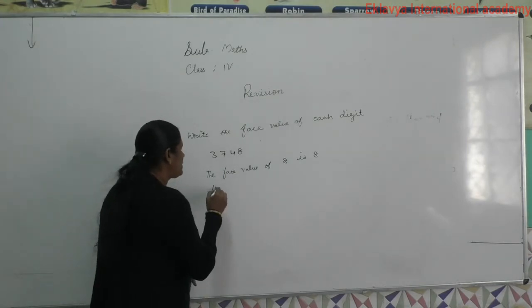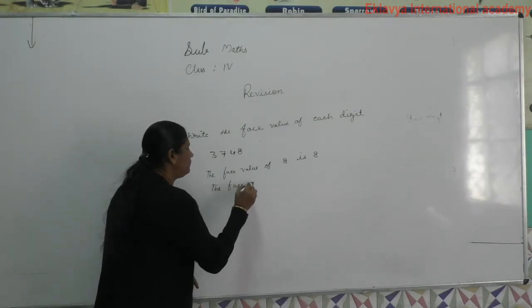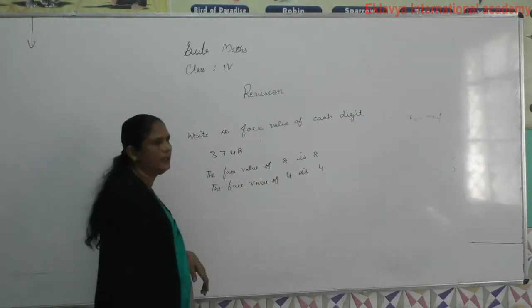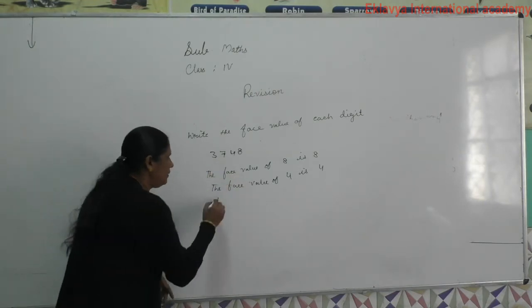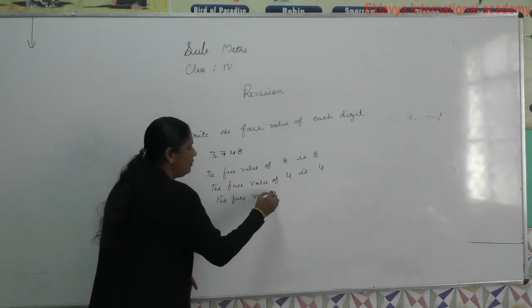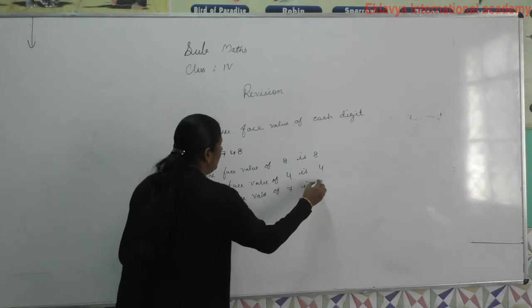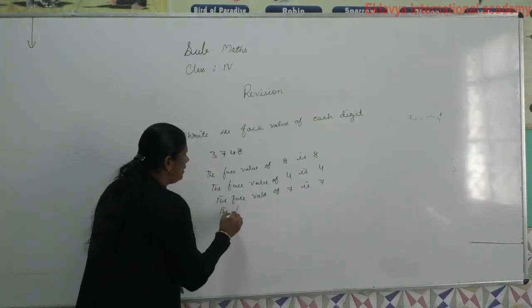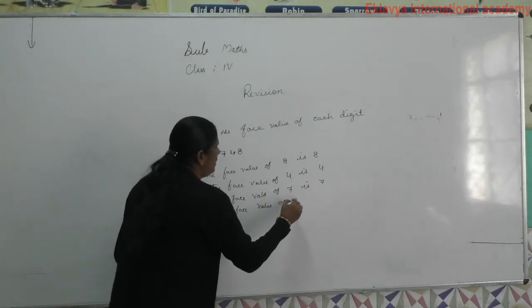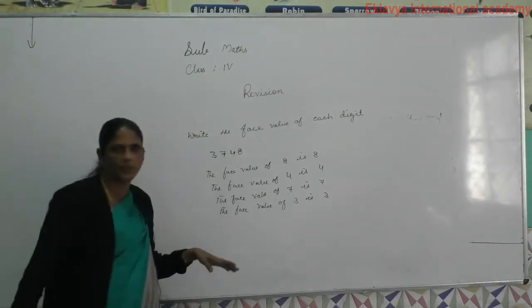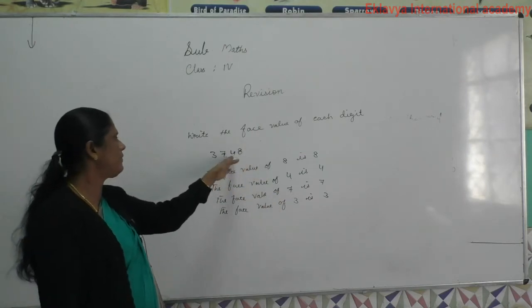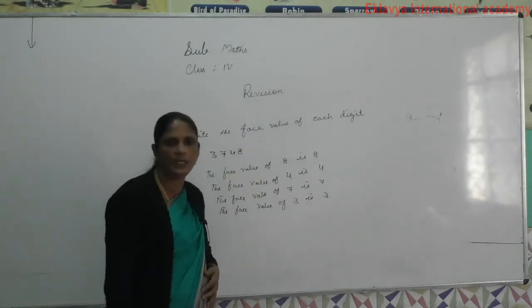You write the face value of 4 is 4. Then the face value of 7 is 7. Then the face value of 3 is 3. Understand? What is the face value of 7? 7. The face value of 3? 3. The face value of 4 is 4. The face value of 8 is 8.